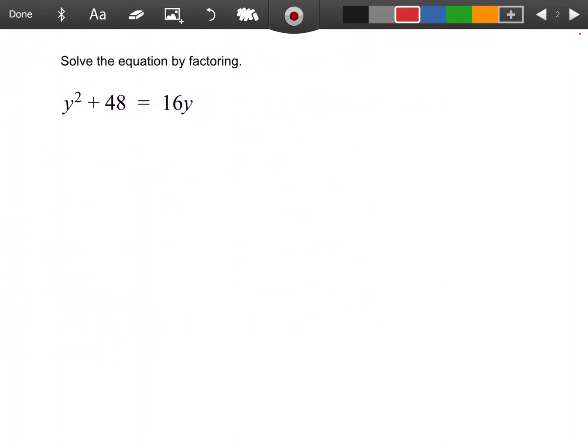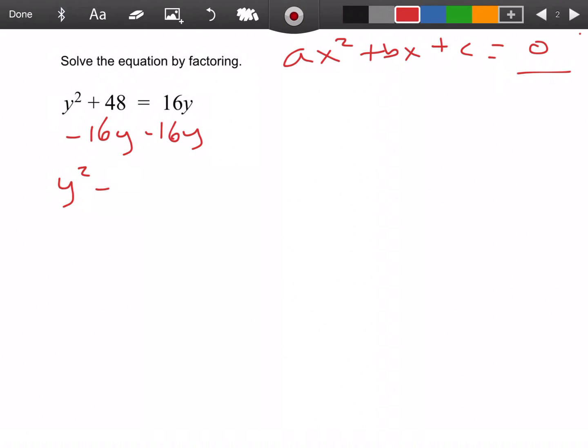So sometimes they're not always going to end up starting on the same side of the equation. So here we must have our standard form equal to 0. This is very important. And so here what we would have to do is we just have to subtract 16y on both sides. So here we would have y squared minus 16y plus 48 equals 0. That's very important. We can't go on from there until it's equal to 0.